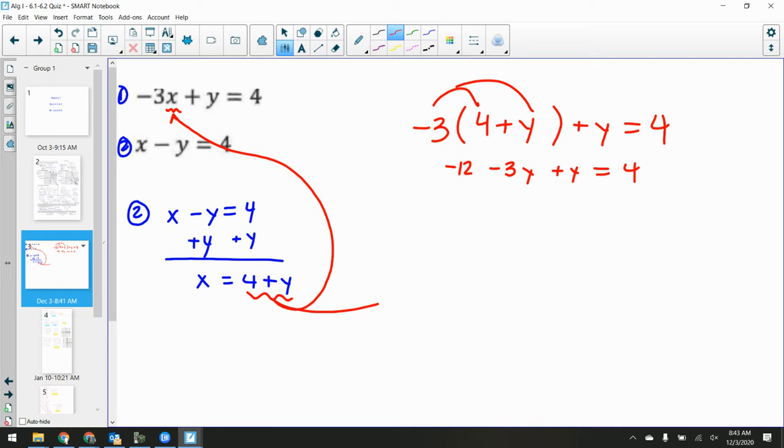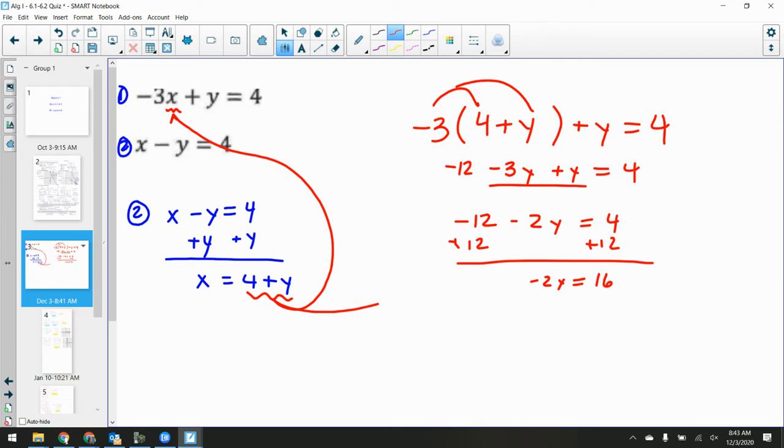And then I combine my terms here. So negative 12 minus 2y is 4. Negative 3 plus 1 is negative 2. I add the 12 to both sides. Negative 2y is 16. 4 plus 12 is 16. And then I divide by negative 2. So y is negative 8.